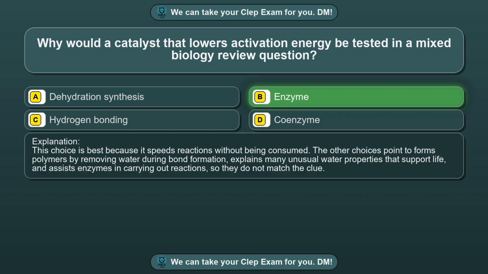This choice is best because it speeds reactions without being consumed. The other choices point to forms polymers by removing water during bond formation, explains many unusual water properties that support life, and assists enzymes in carrying out reactions, so they do not match the clue.